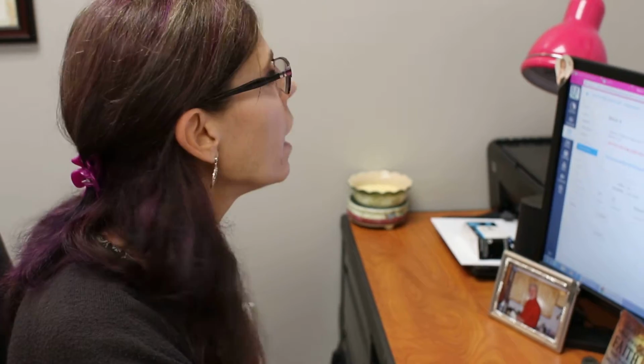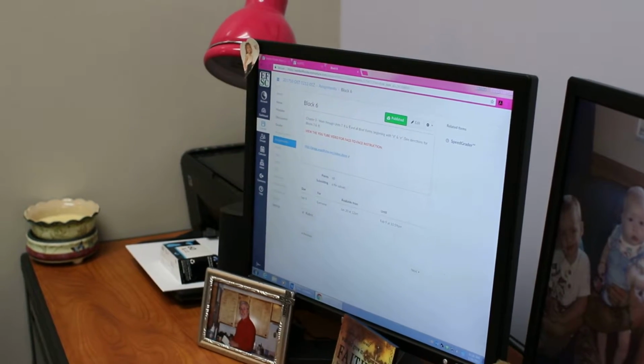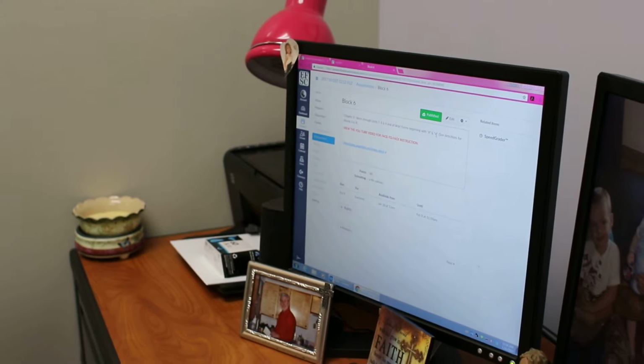We're going to be working on Chapter 3 this week, which is Block 6. Chapter 3 is Units 7, 8, and 9, and you're also going to be working on the brief forms beginning with D and E.